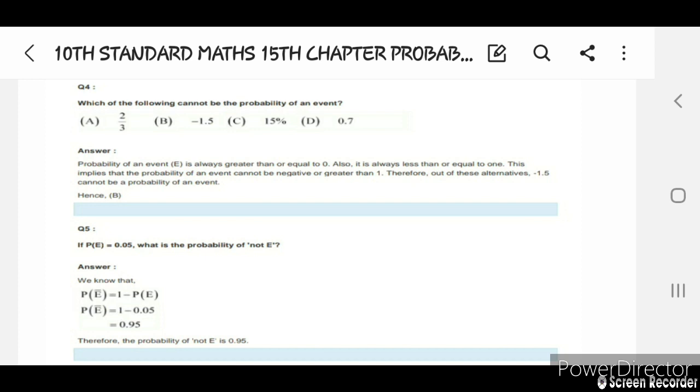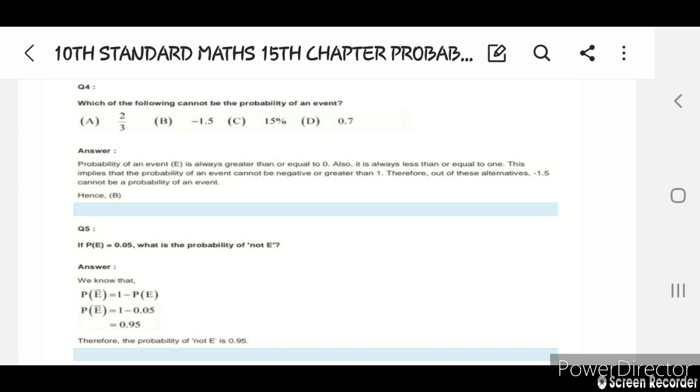Which of the following cannot be the probability of an event? 2 by 3, minus 1.5, 15%, 0.7. As you know, the probability of an event is always greater than or equal to 0 and less than or equal to 1. But in this case, minus 1.5 is negative, so it is less than 0.